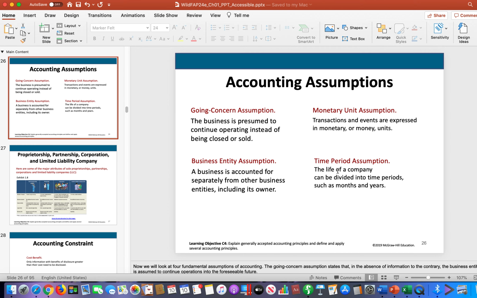And then the time period assumption. We assume what is called periodicity. I'm pronouncing it right. In other words, that you're going to divide the time into periods, months, years, quarters.